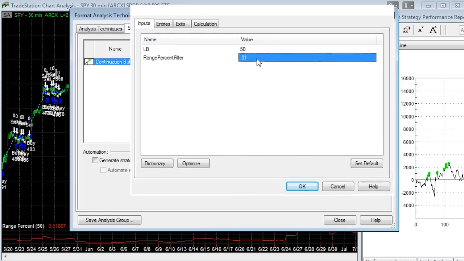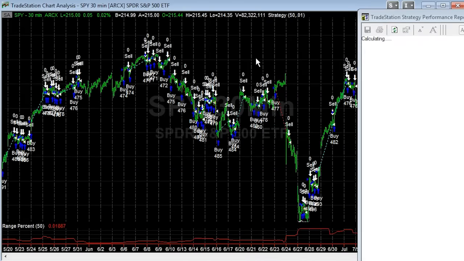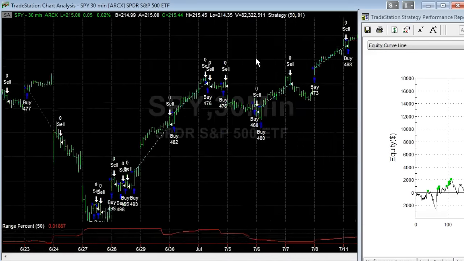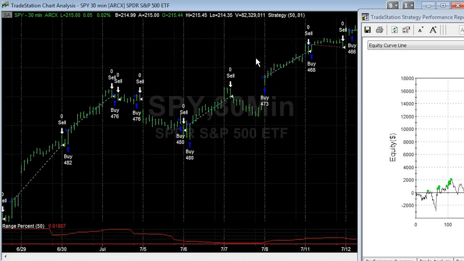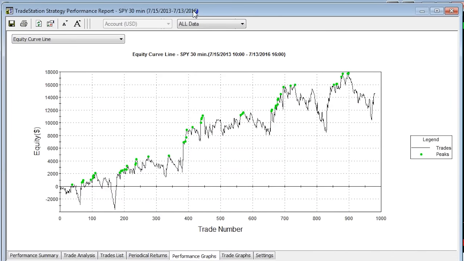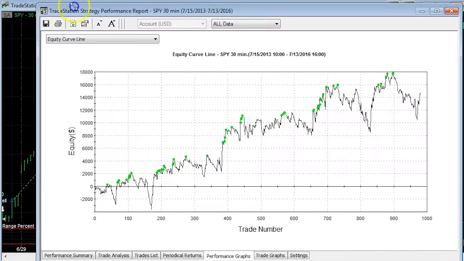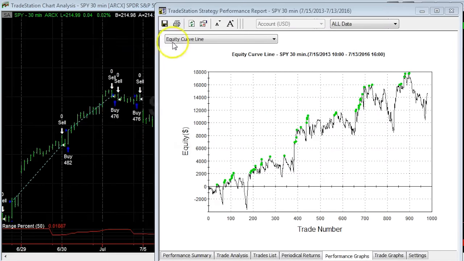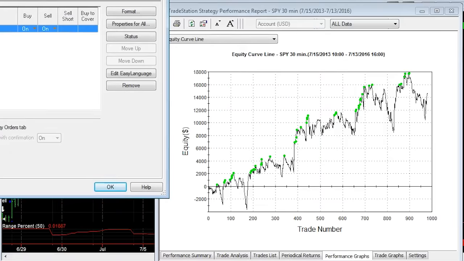So now I'm going to add this 1% filter. I'm going to make sure over the last 50 bars on a 30-minute chart, which is a little less than 4 days, do we have a 1% range? Do we have a big enough range? So now if we wait for a 1% range, you can see that improvement. And just real quick so you can kind of see it side by side or one right after the other.